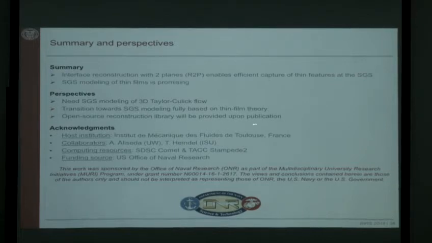One thing I should mention is that we're finalizing the creation of an open source library that would do that for you. We spend a lot of time working on this reconstruction strategy, so we want to help people take a little bit of a shortcut here.